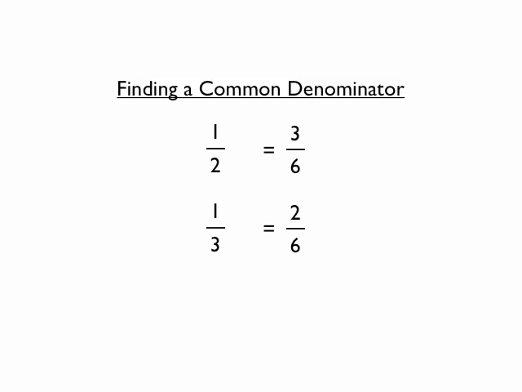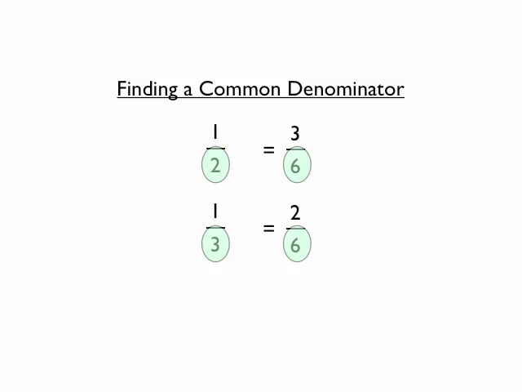A common denominator can be any multiple of both denominators, but one foolproof way to find the common denominator is by multiplying the individual denominators together. In this case, multiplying 2 times 3 gives the common denominator of 6.